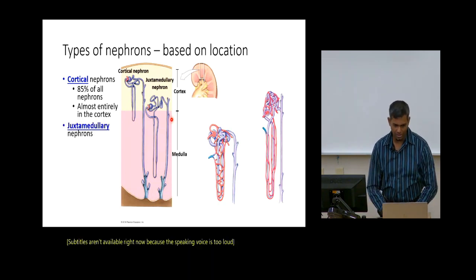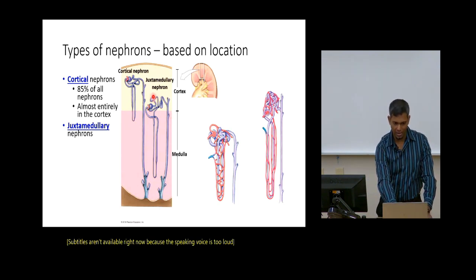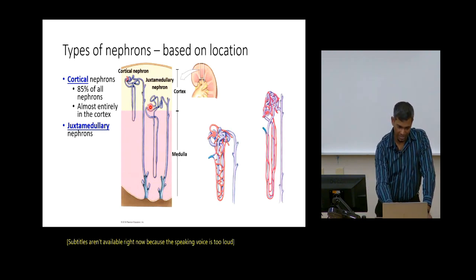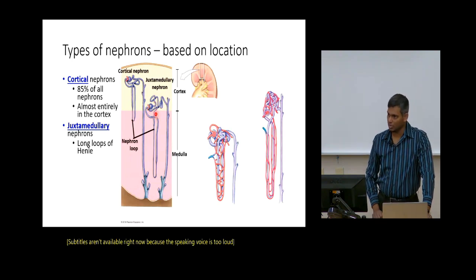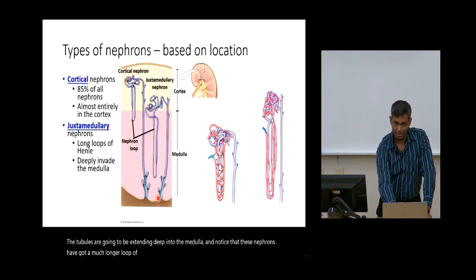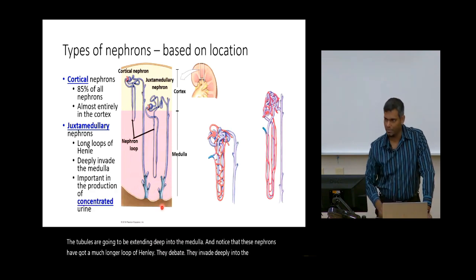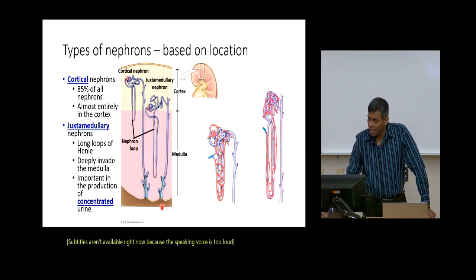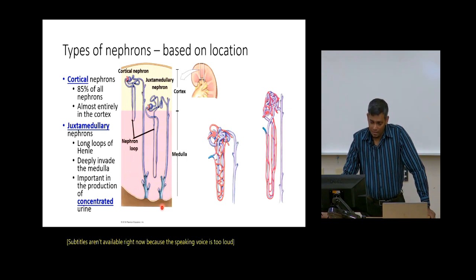Whereas the juxtamedullary nephrons are going to be found at the interface. Notice that the renal corpuscle, or the head of the snake, is going to be mainly in the cortex, but the tubules are going to be extending deep into the medulla. And notice that these nephrons have much longer loops of Henle. They invade deeply into the medulla, and they will play a role in concentrating urine. How exactly this happens, we will discuss in tomorrow's lecture.